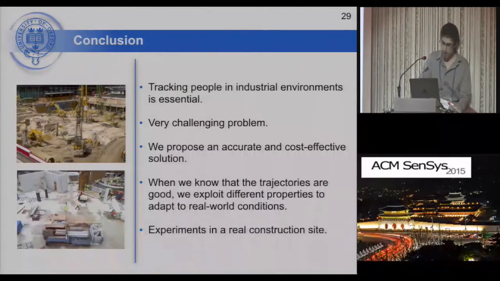Okay, so summarizing, the task of tracking people in industrial settings is essential, but very challenging due to the environmental dynamics. We propose a solution that is accurate and cost-effective. In addition, we use the output trajectories to learn different parameters of our system, so we can adapt to real-world conditions. Finally, we ran real-world experiments in a construction site.